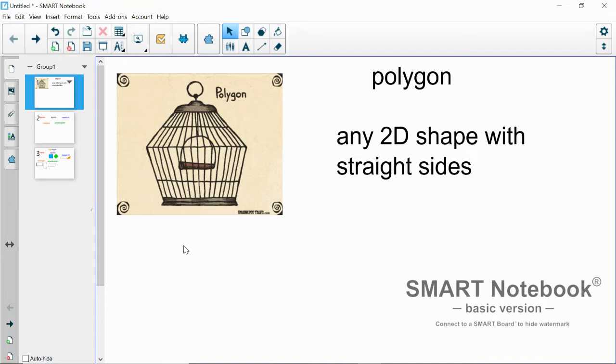So a polygon in maths is any 2D shape that has straight sides. So a triangle is an example of a polygon. A square, a rectangle, pentagon, octagon, all examples of polygon. So a polygon is any 2D shape with straight sides. Is a circle a polygon? No, because a circle only has one side. And it's not straight. So polygon is a new word for you to learn today. Any 2D shape with straight sides.